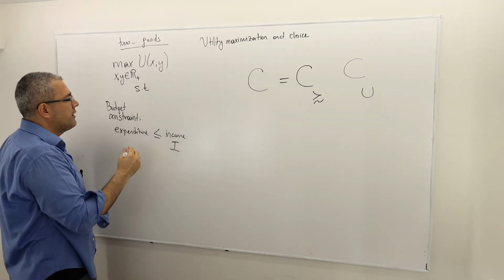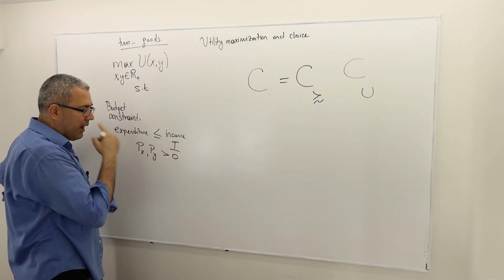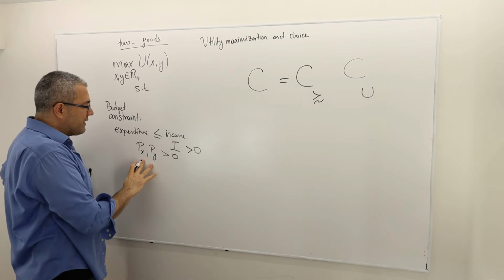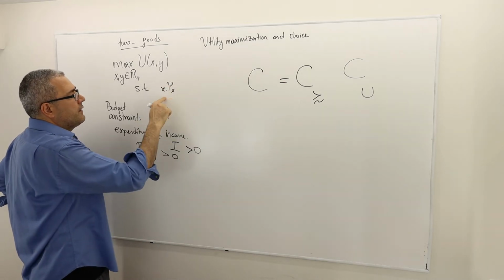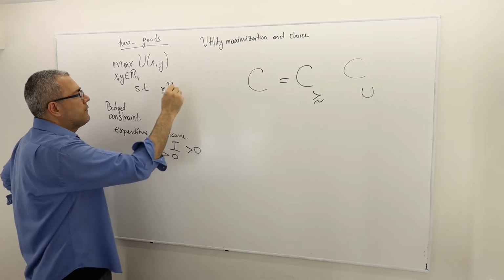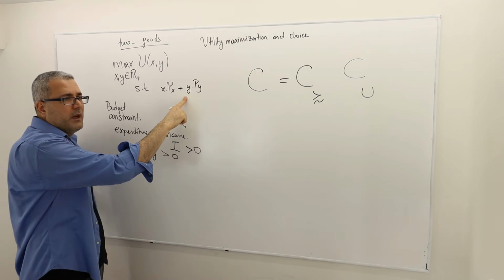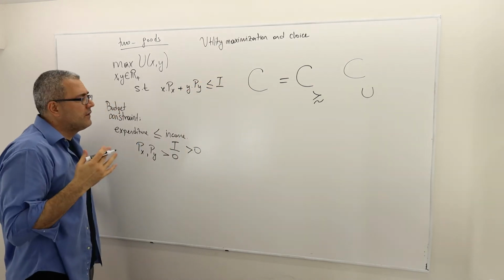Each good has a price: price of good X and price of good Y. I assume that they are positive. Income is also positive. So therefore, your expenditure, if you buy X units of good X, this is how much money you need to spend for good X, and Y units of good Y, this is how much money you're going to spend on good Y, has to be less than or equal to income, as simple as this.